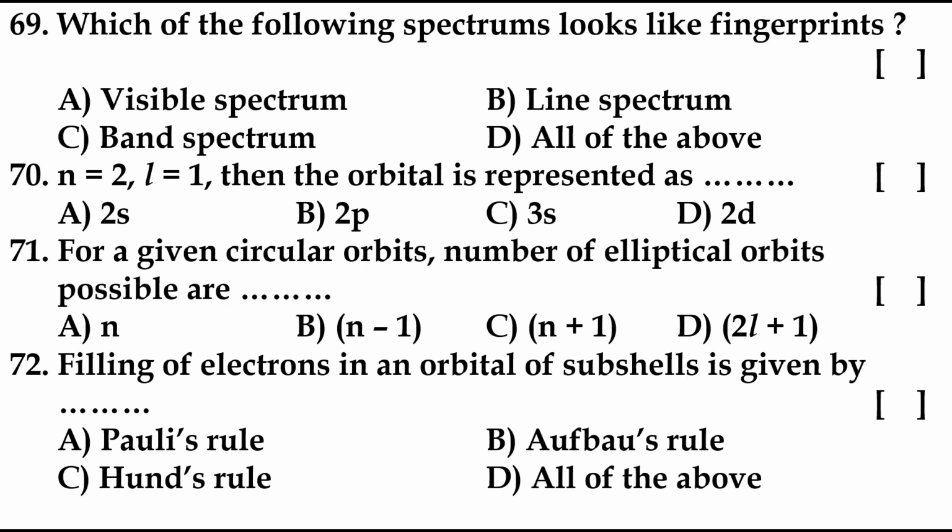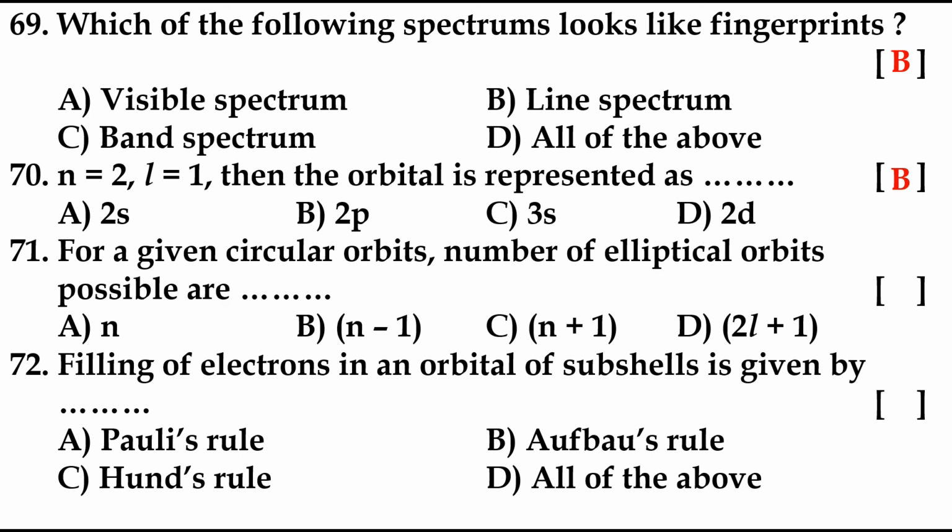69. Which of the following spectrums looks like fingerprints? A. Visual spectrum. B. Line spectrum. C. Band spectrum. D. All of the above. Answer is option B. Line spectrum. 70. n = 1, l = 1. Then the orbital is represented as dash. A. 2s. B. 2p. C. 3s. D. 2d. Answer is option B. 2p.